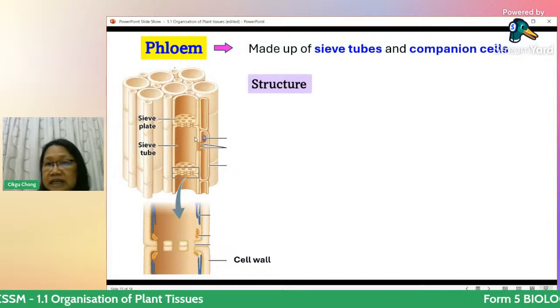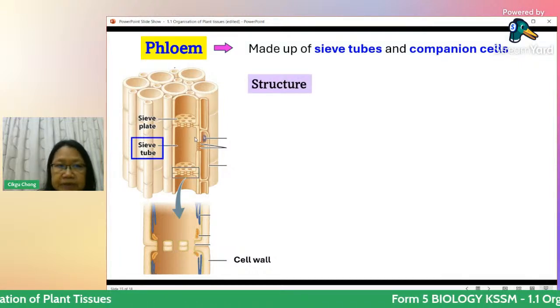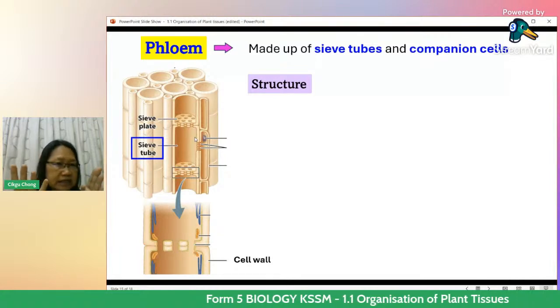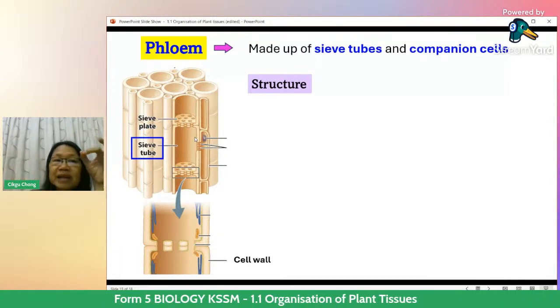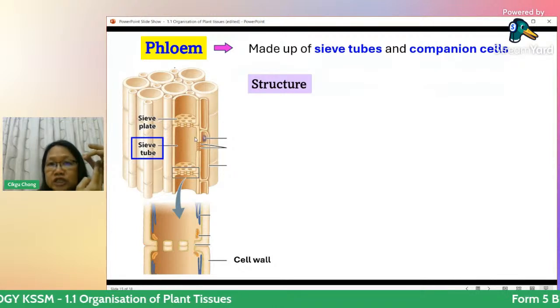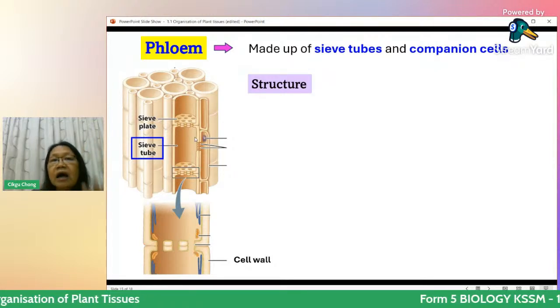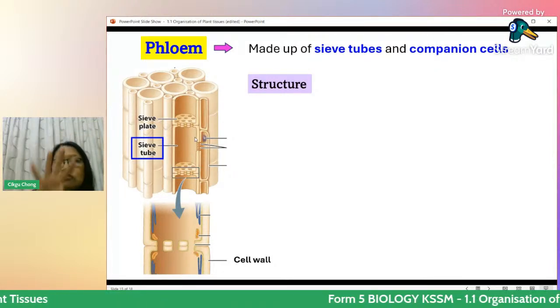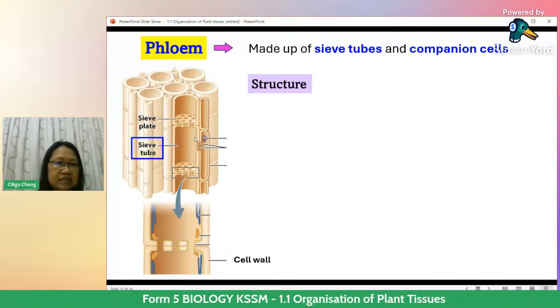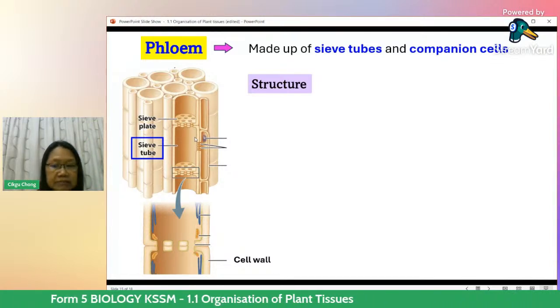So how do you recognize them? Simple, right? Sieve tube looks a lot like xylem, and there are sieve plates in between with a lot of holes or perforations that allow the food to go through. Okay, a cytoplasmic stream, cytoplasmic strands. There is cytoplasm inside there.